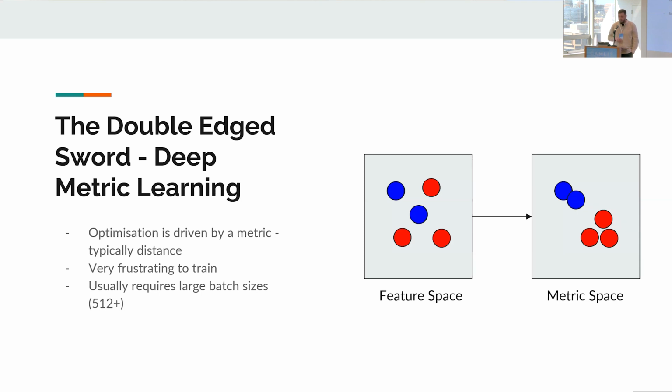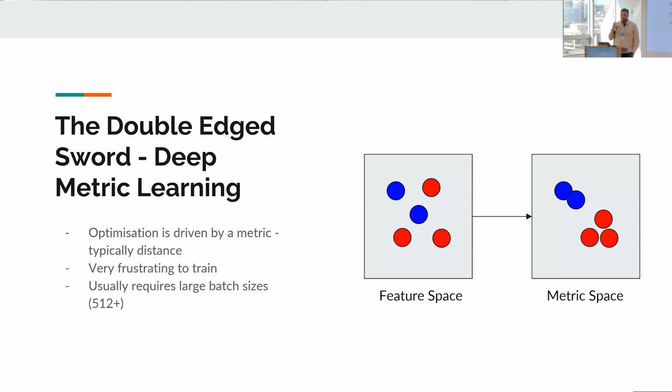So yeah, double-edged sword. Has anyone trained metric learning, deep metric learning? Did you have a good time? It's really good if it works and really hard otherwise. As the diagram shows, you're basically trying to move your feature space to cluster stuff together. You want similar things to be close to each other in an embedding space and dissimilar things further away. It's typically driven by some sort of metric, which is usually distance. In our case, it was cosine similarity.